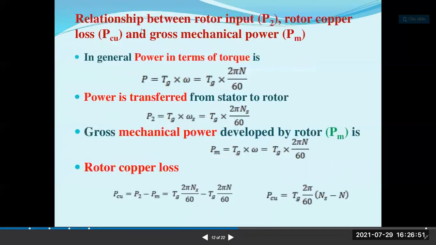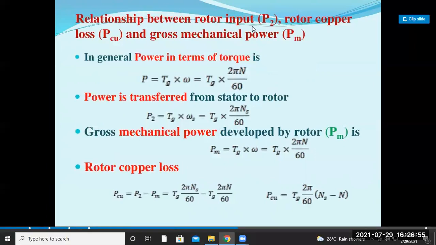Now the different formulas regarding this are also given: the relationship between the rotor input, that is P2, rotor copper loss, PCU, and gross mechanical power, that is total rotor power, is given here. The relationship between the input to the rotor, the loss that occurs in the rotor, and the output of the rotor.